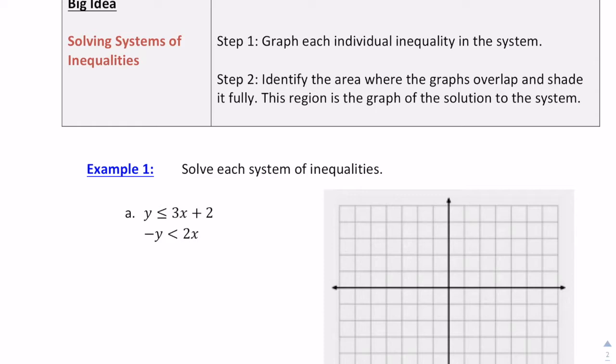So to determine all the points that make your system of inequalities true, you're going to want to just graph each inequality individually. And then if you look at where your shading overlaps, that's going to be the solution to your system of inequalities. So you would graph your inequalities just like you would normally.